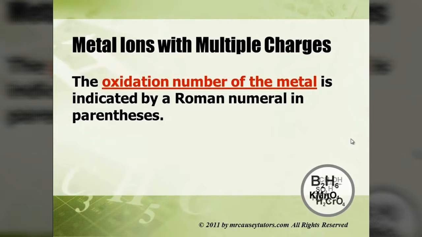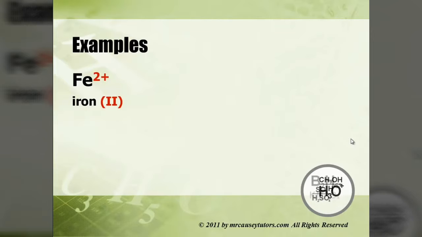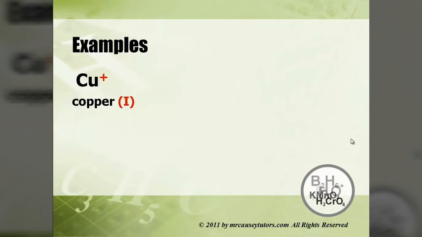Metal ions with multiple charges. The oxidation number of the metal is indicated by a Roman numeral in parentheses. Some of those, like copper, you have copper 1 or copper 2, and we designate the difference between them by using Roman numerals in their names. Examples: you have iron 2, which means the 2 in the parentheses is a +2 charge, and you just have to memorize that or look it up on your sheet. And then we have iron 3. It's really that simple. Copper 1, copper 2.